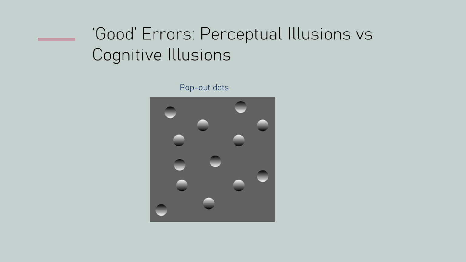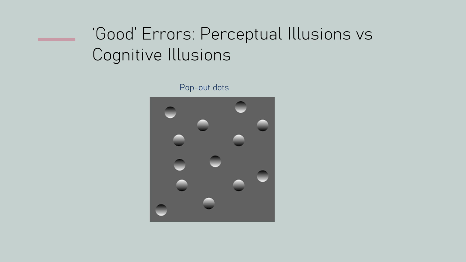Now, it's interesting to compare these cognitive errors we've been talking about with perceptual illusions. Here it's not our logic that's being misled, it's our perception. We can see a very nice example of that, I think, in this example of pop-out dots. It looks like some of these dots are popping out from the screen, and it looks like others of them are concave. They are folded into the screen.